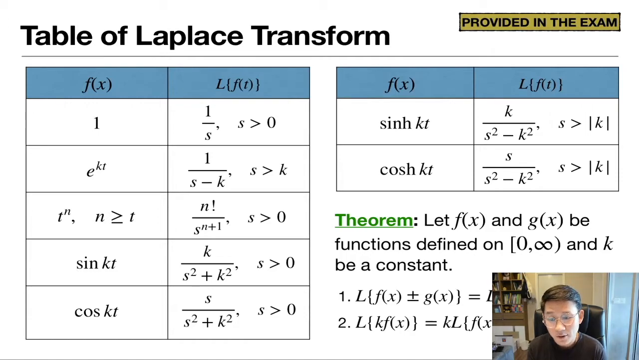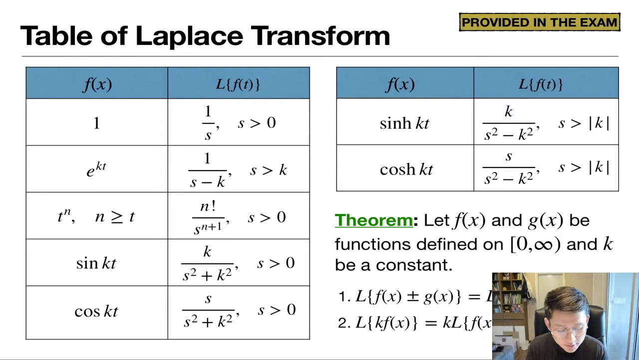Okay, and then we have the theorem. It says that if you want to find the Laplace transform of f plus or minus g, you can find the Laplace transform of each of them separately, and then add them, or for f minus g, the Laplace transform of f minus the Laplace transform of g afterwards. If you have the Laplace transform of kf, you can pull the k out when k is a constant. That is just to say that the Laplace transform is a linear operator. You can split if they are the sum or the subtraction, and you can pull the constants out.